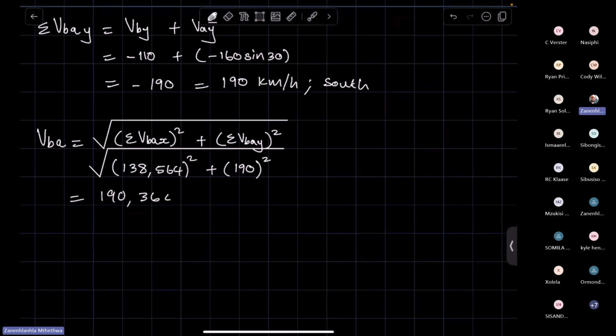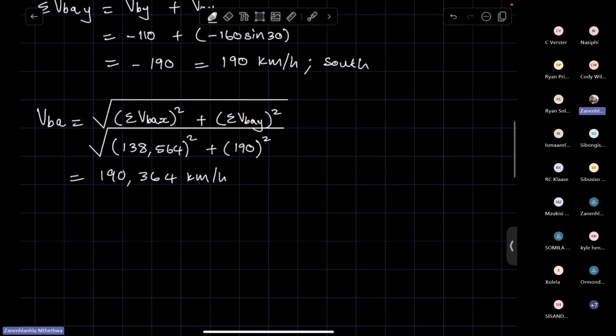190,364 kilometers per hour, right? So the velocity of B relative to A is, in magnitude, 190,364 kilometers per hour. Are we getting the same thing here? Yes, sir. I don't know if I made a mistake, but I got 235,159.